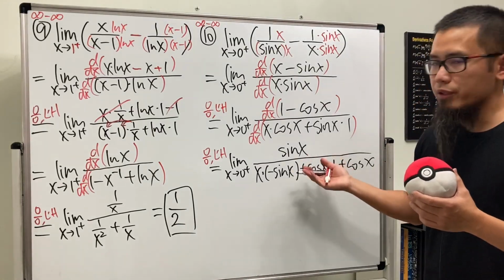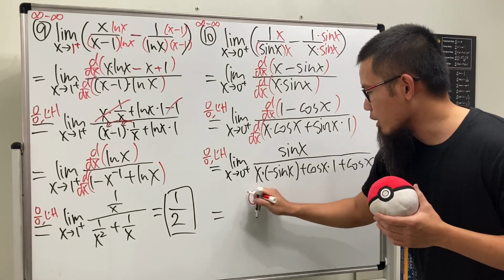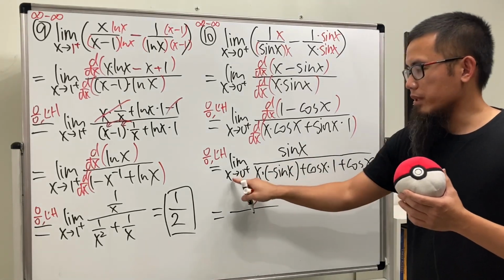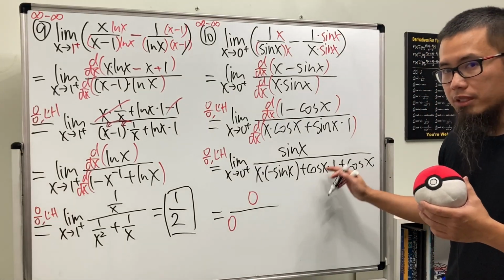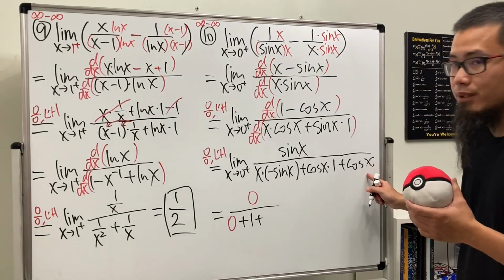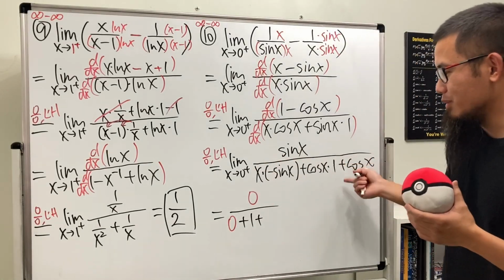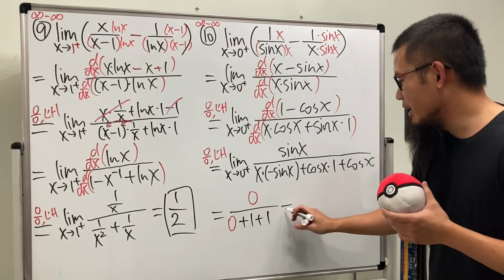Can we plug in 0 now? Yes, because when we do that, on the top, we get 0 over this right here. When x is 0, you get 0. And then cosine x, when x is 0, is 1. So we just add 1, and then we add another cosine x, which is when x is 0, it's another 1. So ladies and gentlemen, altogether we get 0.